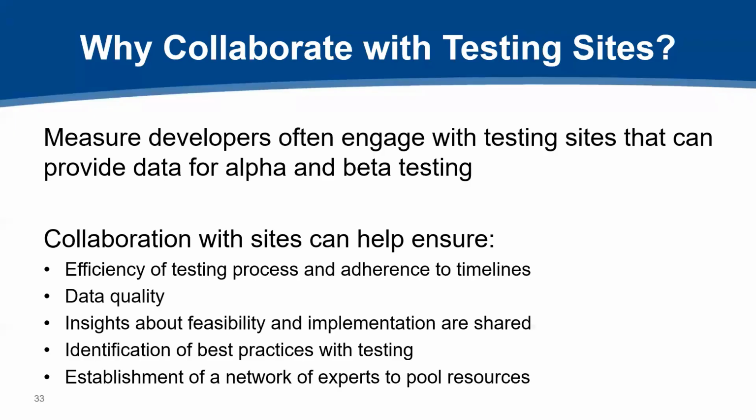As measure developers, you might already be engaged with other testing sites for alpha and beta testing data. However, formalized collaboration can help ensure that there is efficiency and promptness in the testing process along with a more rigorous data quality output. In addition, developers can discuss shared learnings about feasibility, identification of best practices, and identify a network of clinical experts. Most importantly, collaborating testing sites are viewed as true partners in the process of measure testing and are vital to the measure's success. Next slide.